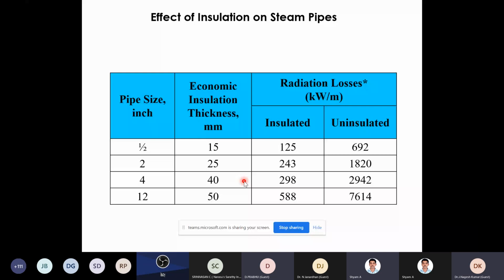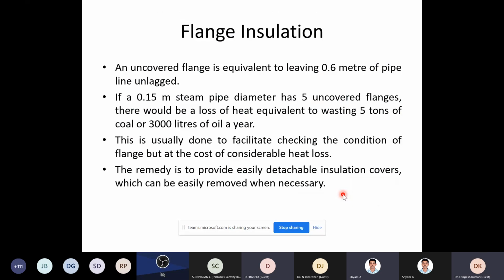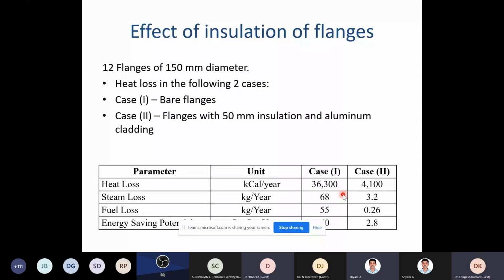As pipe sizes increase, you'll see the difference between insulated and uninsulated. Even the flanges: many times there's a tendency to leave aside the flanges. The flanges, the bends, everything has to be insulated. The flanges also cost a lot, so a lot of heat is escaping from the flanges. So all the flanges and valve bodies have to be insulated.